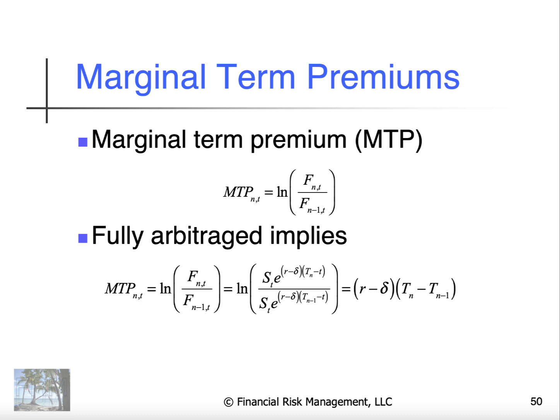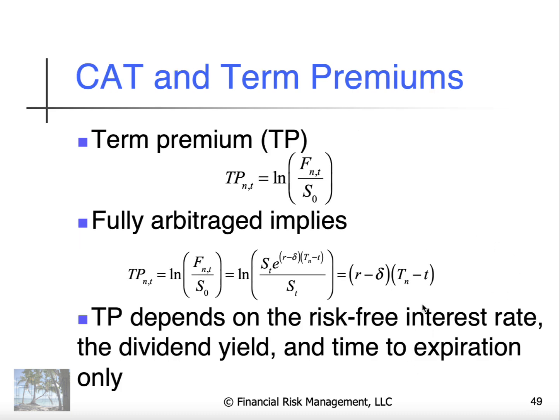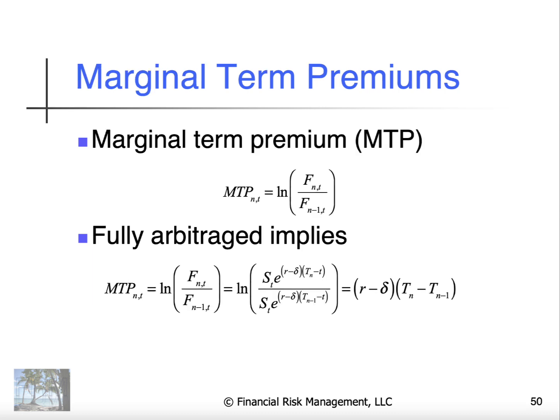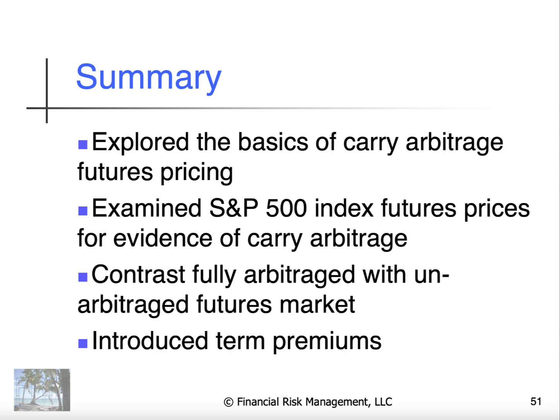Notice that this time to maturity doesn't change as I move through time, but in the previous example, this does. And so you should expect the term premium to vary, but you should expect the marginal term premium's time to maturity not to vary. So in summary, we explored the basics of the carry arbitrage futures pricing. We examined the S&P 500 index futures prices for evidence of carry arbitrage. We find overwhelming evidence favoring that existence. We contrasted the fully arbitraged market with the unarbitraged market. We introduced the notion of term premiums.